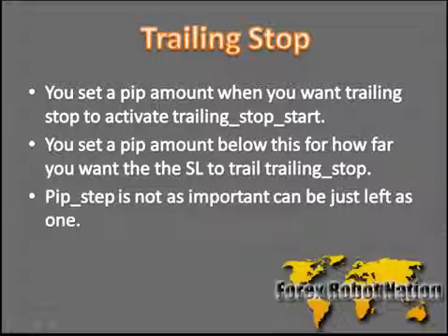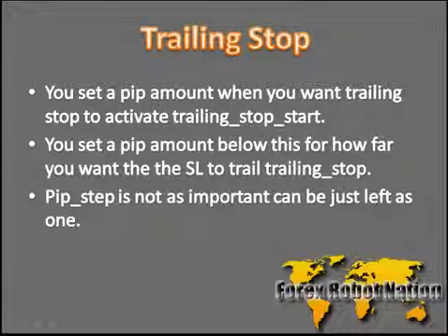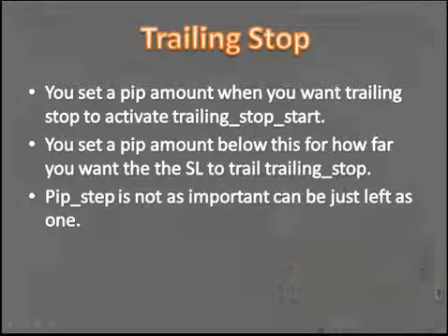Next, you have the trailing stop. You set a pip amount when you want the trailing stop to activate. So you set the trailing stop to 10, for example. Then you can set the trailing stop amount to 10 as well. So if the EA were to hit 10 in profit, it would create a trailing stop 10 behind it, and then you could have a take profit of much higher, and then the worst you could lose is 10 pips below your take profit once it hits that point. So that's a nice way to use trailing stop.